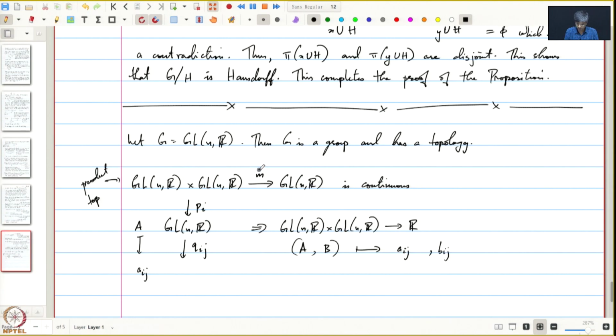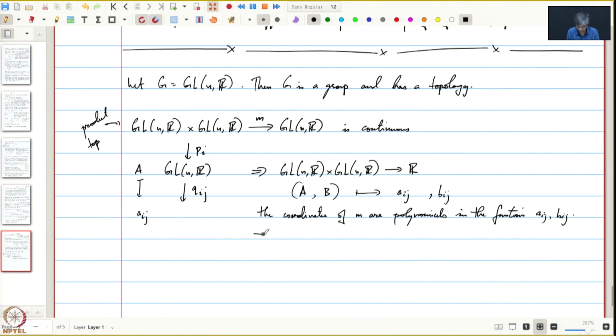And this multiplication map M, the coordinates of M, are polynomials in the functions A_ij and B_ij. And we have seen that if we take a collection of continuous maps and form any polynomial using those continuous maps, the resulting function is continuous. So this implies that M is continuous.